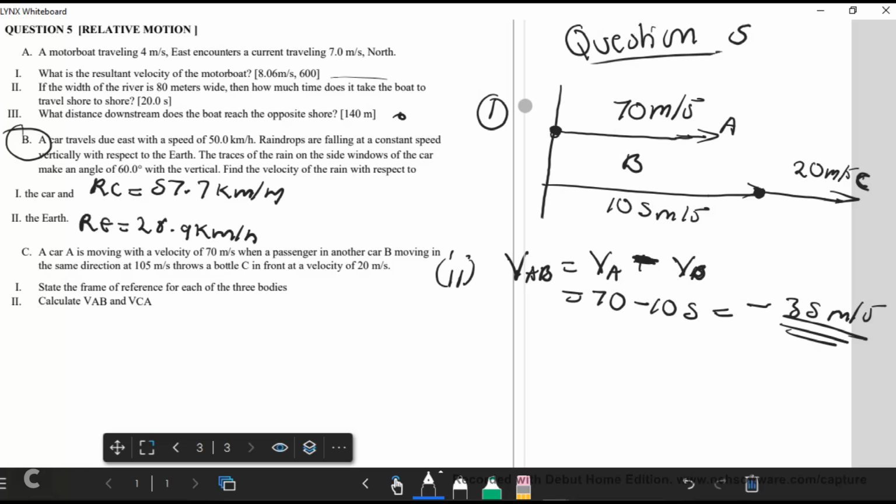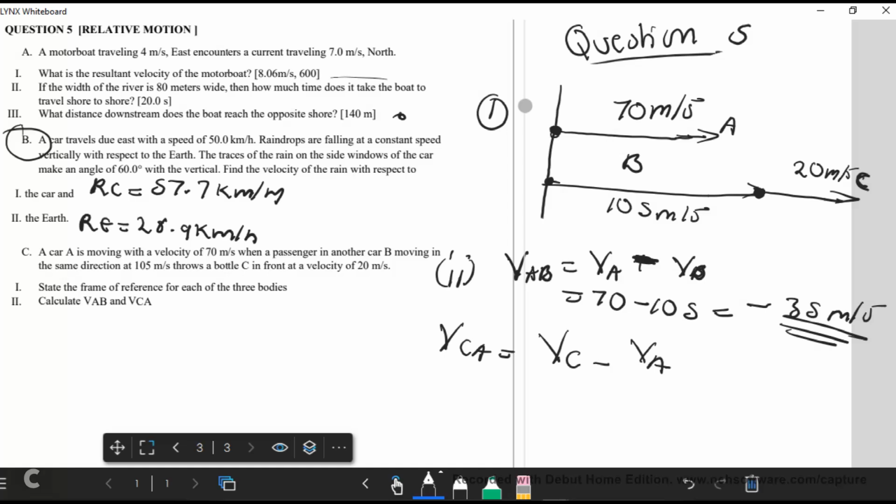Now let's calculate the VCA. How are we going to calculate the VCA? The VCA is VC minus VA. Now do we have VC? We don't have it, so we have to calculate the VC. A is with respect to the earth, then B is also with respect to the earth. But C is with respect to whom? C is with respect to B, right? So this is VCB.